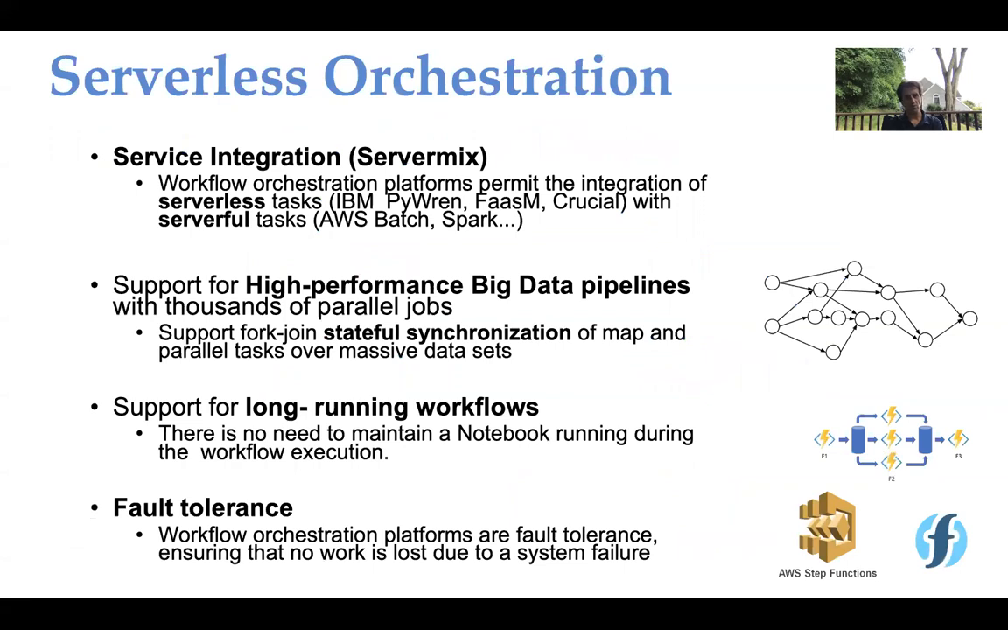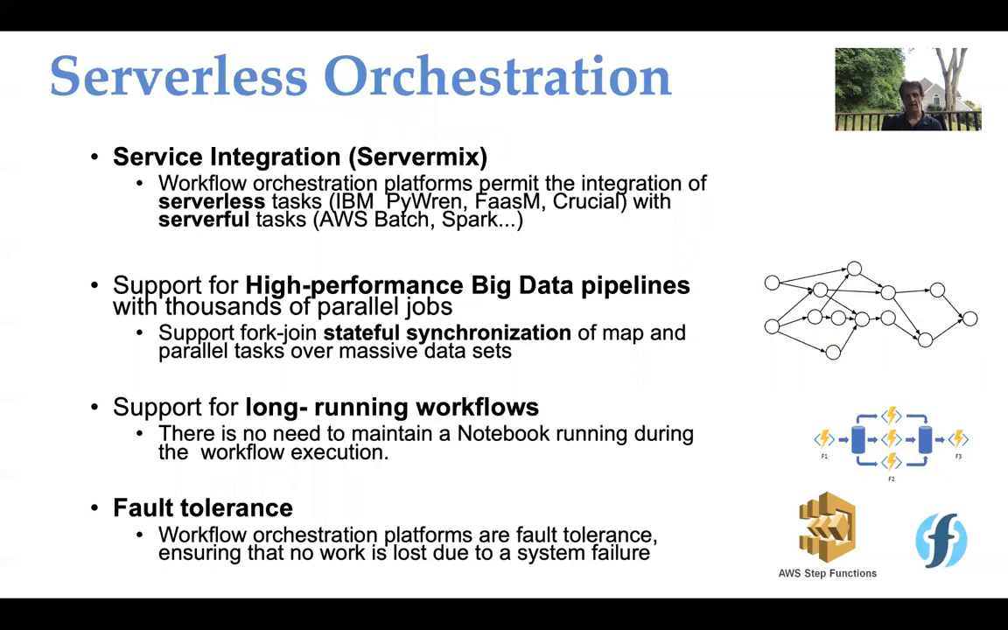So we propose a serverless orchestration layer that can be useful for service integration, the idea of combining serverless and serverful with this orchestration, but that can also support high performance big data pipelines with thousands of parallel functions and synchronizing statefully all these parallel functions, but also supporting long running workflows lasting minutes or hours, and fault tolerance.